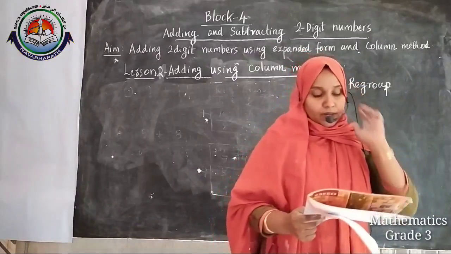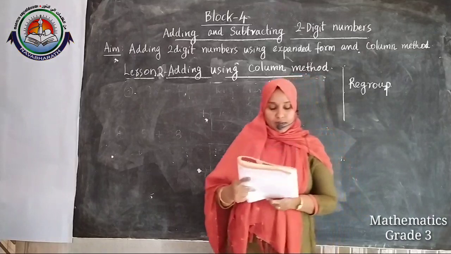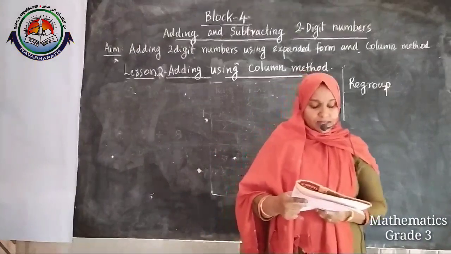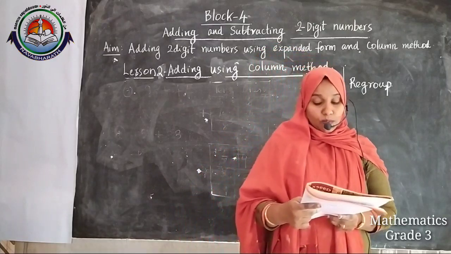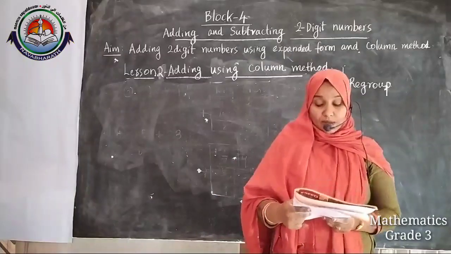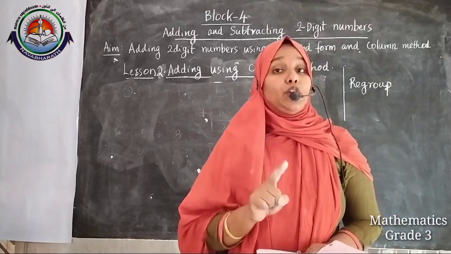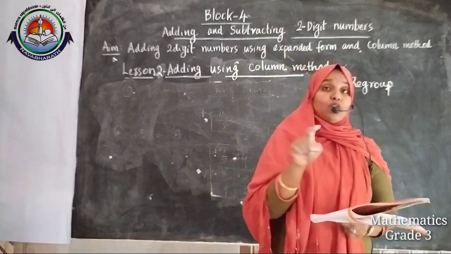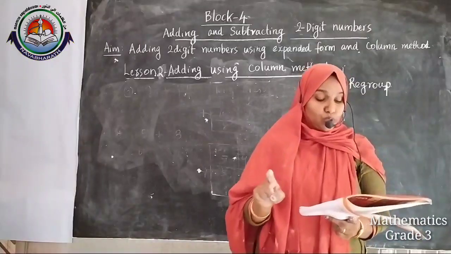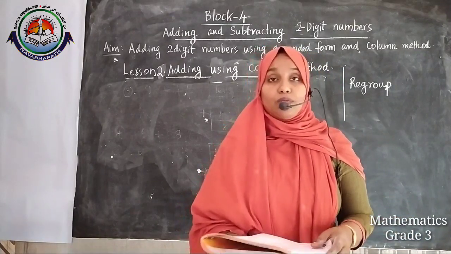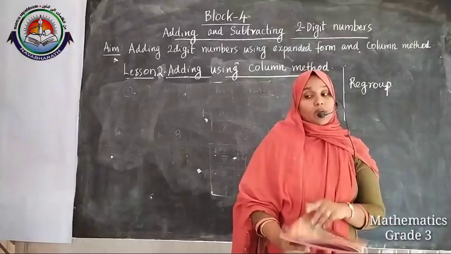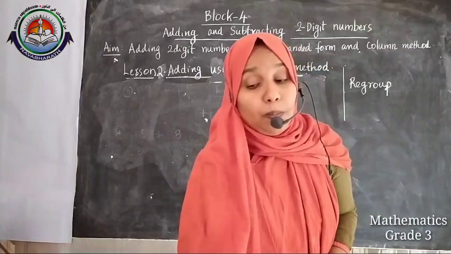Okay. Then the last question. A library had 76 novels and 22 comic books. How many books are there in the library in total? In total is asked, so we should add those two numbers, 76 and 22. You have to add. Okay, children.